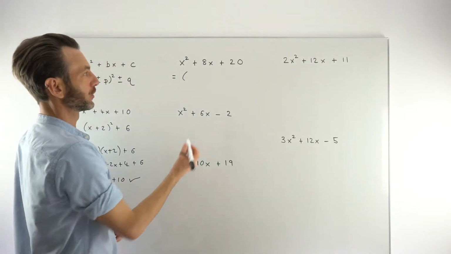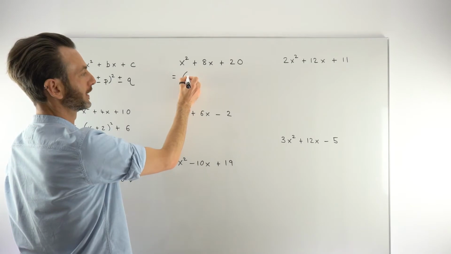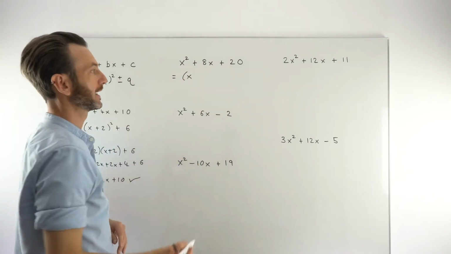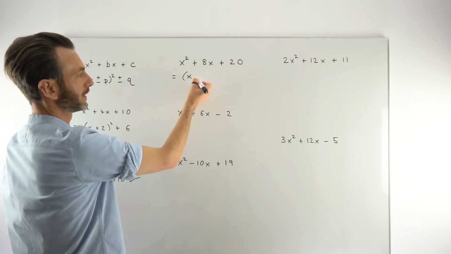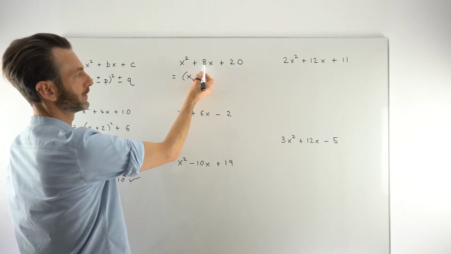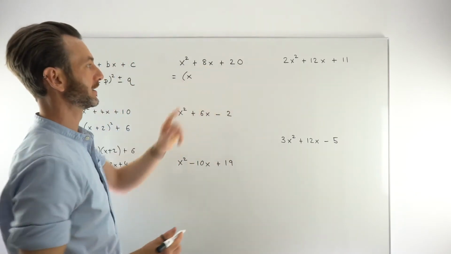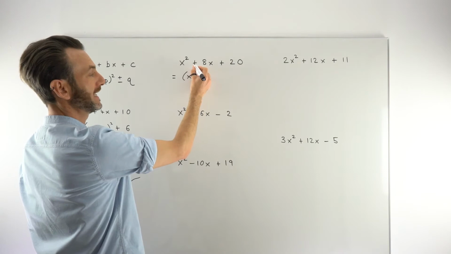And if it is that scenario, then you're just going to start by writing your bracket, opening your bracket, and just putting an x in the bracket. Okay, so that's always going to be the case. And then to fill in the next part of the bracket, you just take half of the number in front of the x. So half of the coefficient of the x, which is 8 in this case, half of 8 is 4, retaining the sign, okay?